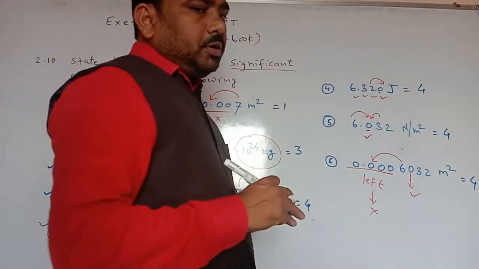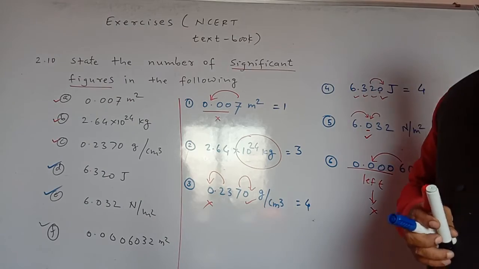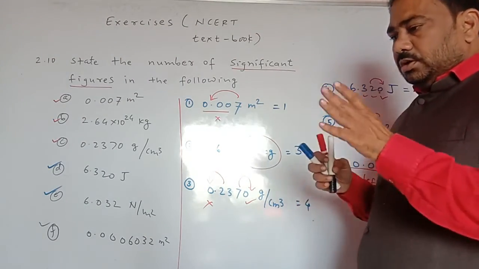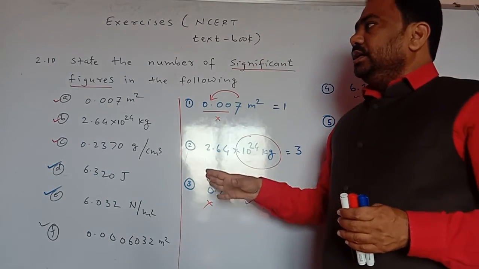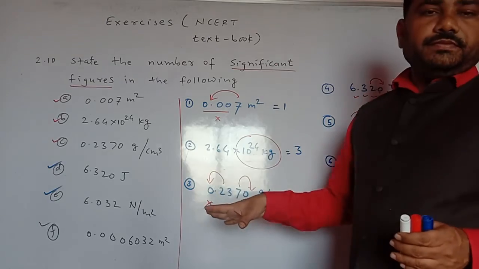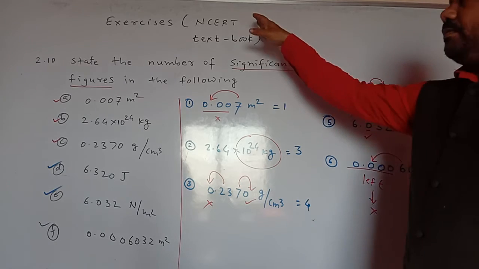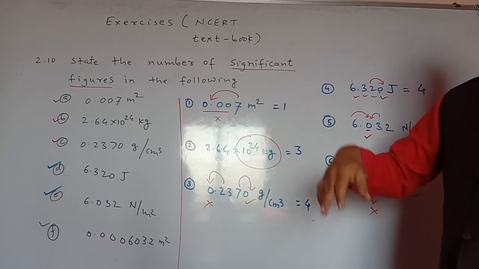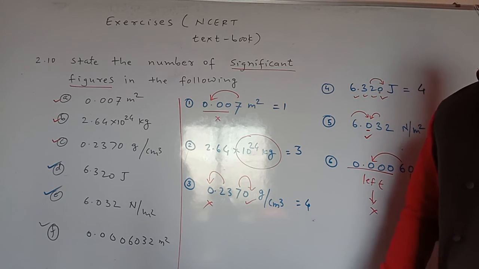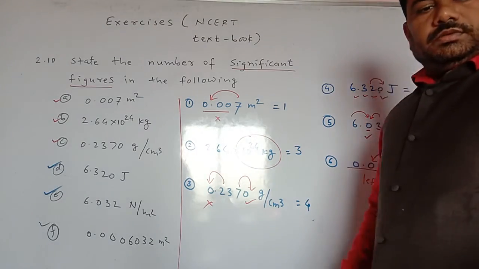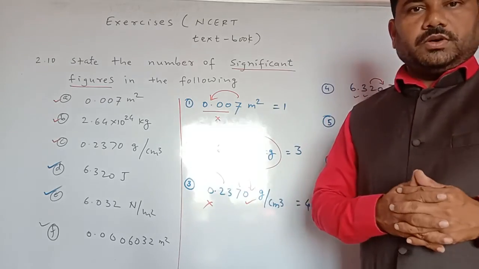The most important topic of this chapter is significant figures and order of magnitude. You just have to remember the rules, and if you know the rules, then you can easily determine the order of magnitude or significant figures from the given numbers. So this is about the exercise from the NCERT textbook, question number 2.10. Now we have to solve problems from the HC Verma textbook, where there are a number of critical problems which we have to solve.